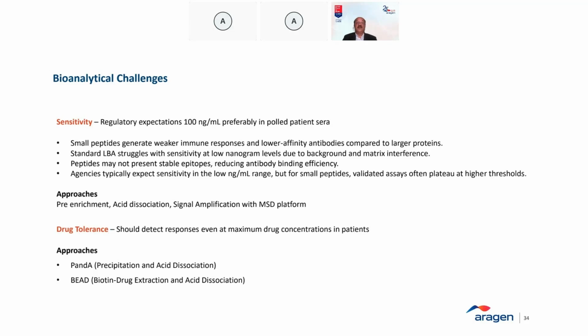Another critical factor is drug tolerance. Your antibody should be detectable in the presence of the maximum concentration of drug in the patients, and that definitely needs that you first separate your antibody or ADA from the drug, and that is done using approaches like PANDA and BEAD routinely in our labs.